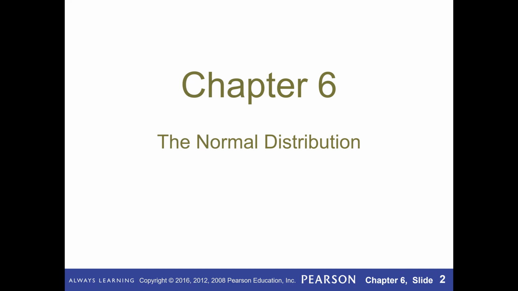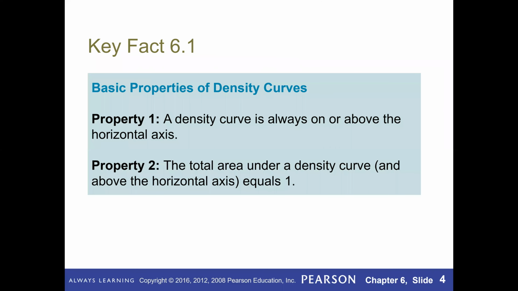Okay, so we talked about normal distribution, and what is a normal distribution? What kind of properties do we have? Number one is the density curve is always on or above the horizontal axis. Okay, and then the total area under the curve is equal to 1. Above the horizontal axis means the probability is always positive.